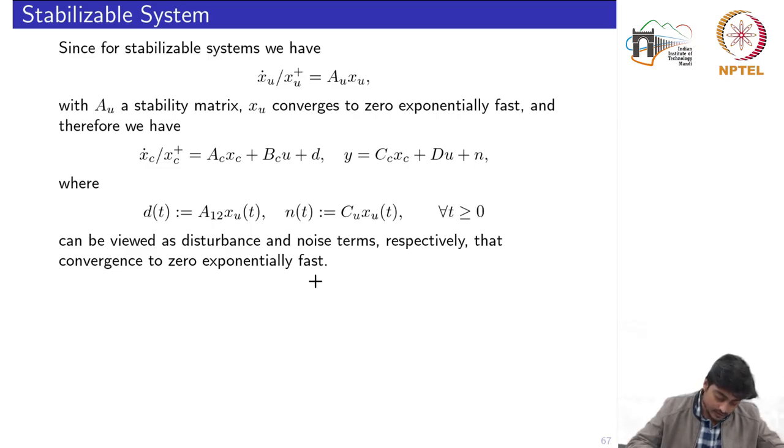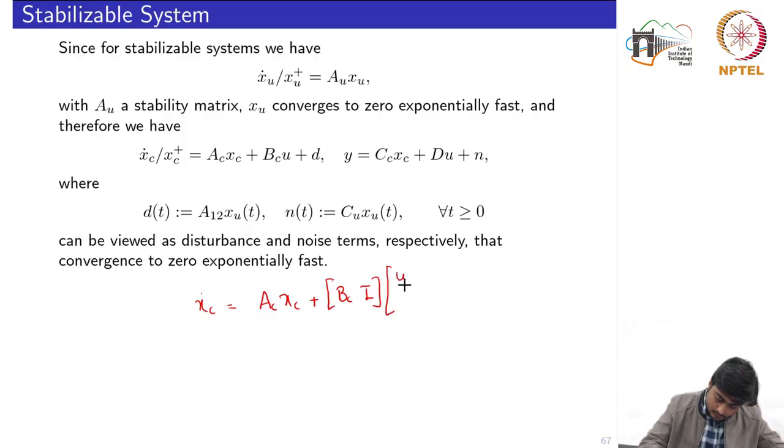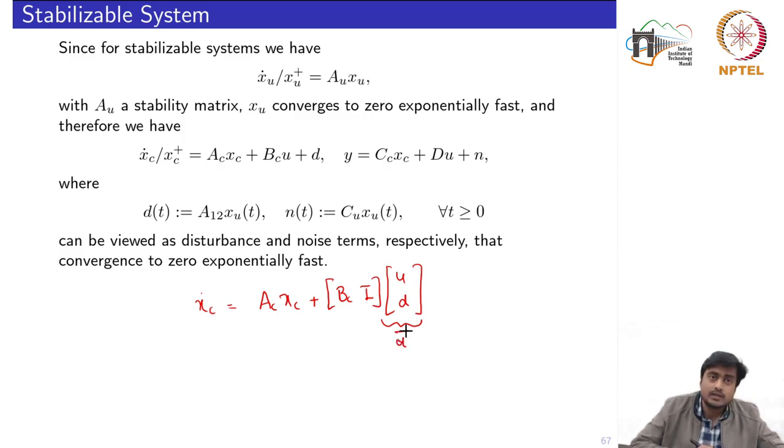Okay. So in fact you can represent this system in the form of, let's say, xc dot is equal to Ac xc plus Bc u bar. And here you can say that this is some input u bar. Okay, so either you use this representation or this representation. So this is u bar.